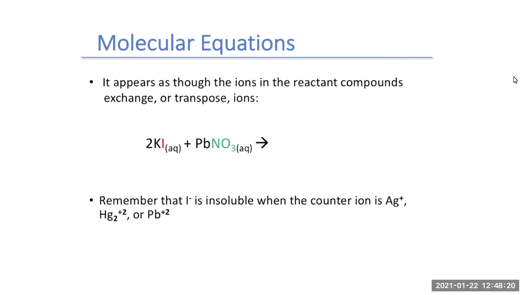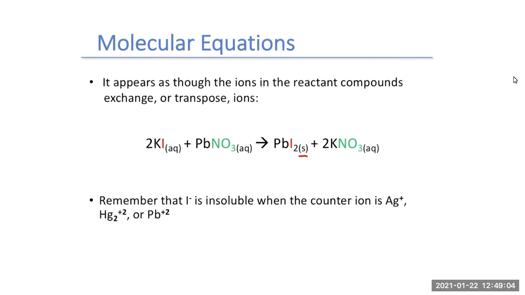And I see I have two ionic compounds here. Since I have two ionic compounds, I know I'm going to do a double displacement reaction. And with that double displacement reaction, if we remember the solubility rules, then I remember the iodide is insoluble when the counter ion is silver, mercury, or lead. So then I can write my products as lead iodide plus 2 potassium nitrate. Since the iodide is insoluble, it gets an S for solid.